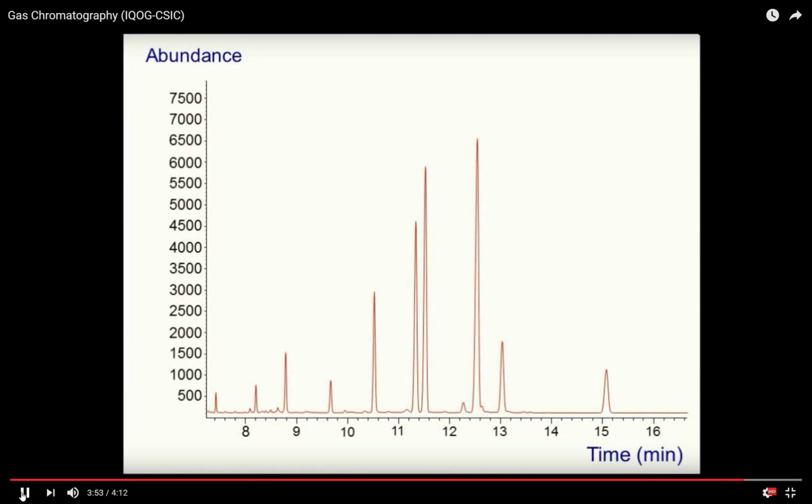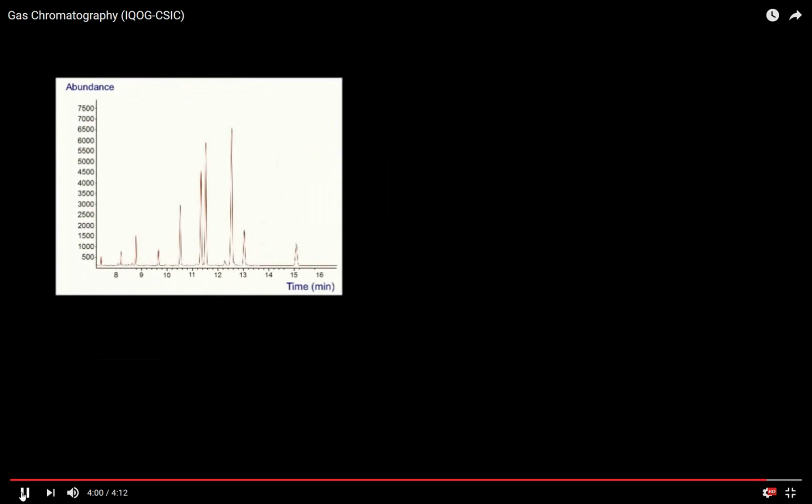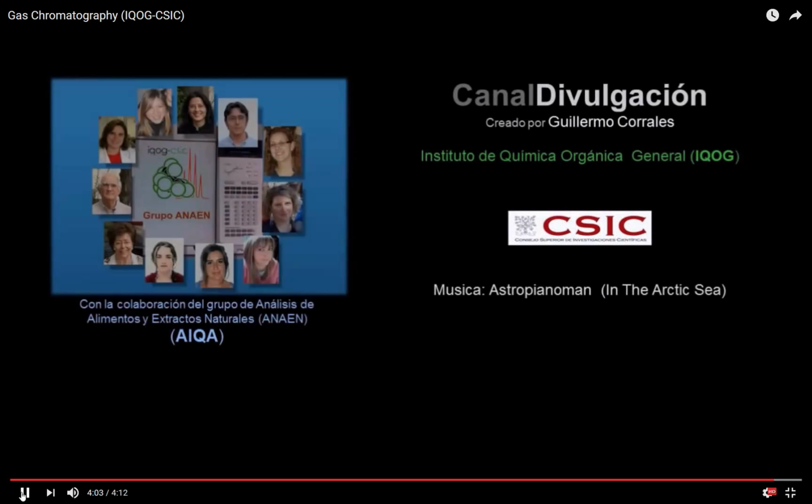And you can see peaks are very small, you get very good separation, and you're going to see something very similar for the different fatty acids separation. It gives you relative abundance here.